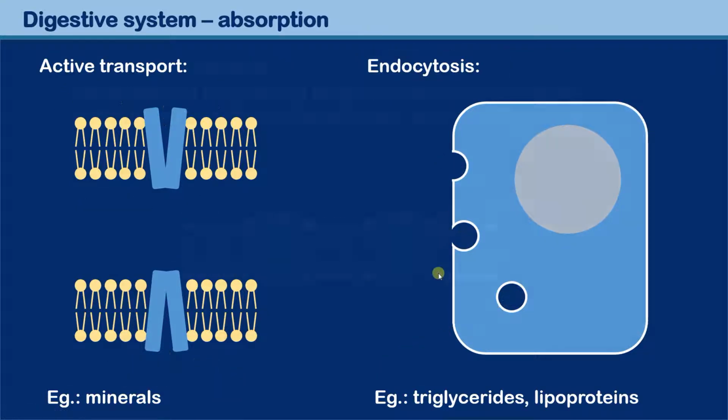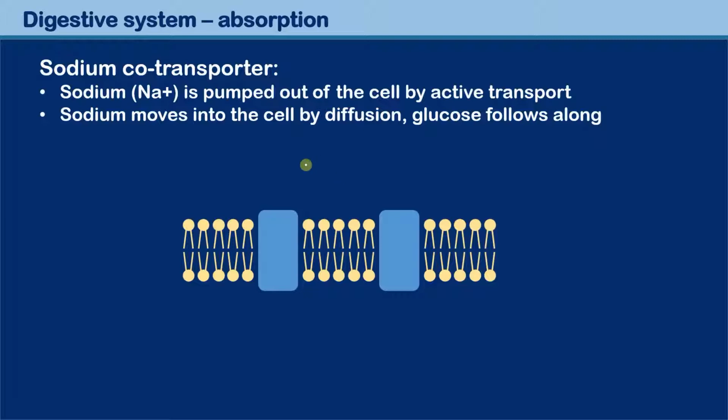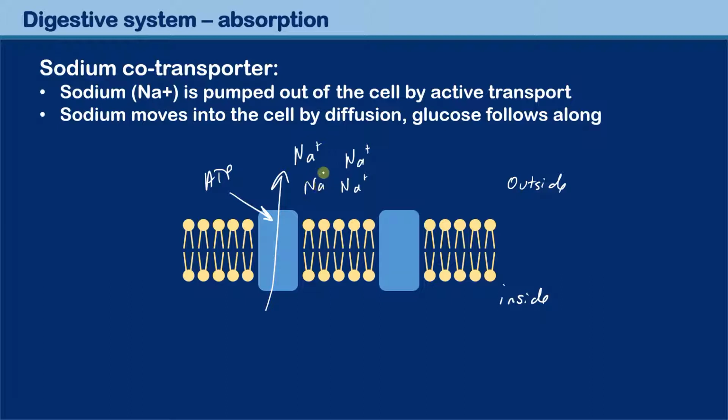Now there are also other more complex uptake possibilities, and it's the so-called sodium co-transporter. If this is the outside of the cell, and this one is the inside, what we have is a combination with active transport of sodium. So sodium, Na plus, is pumped out of the cell by active transport. So this requires ATP. Okay, you've got to add ATP here, and you have a higher sodium concentration out here now than on the inside.